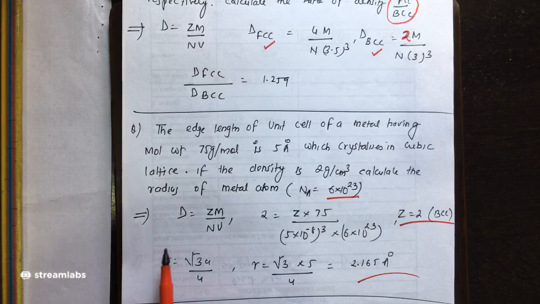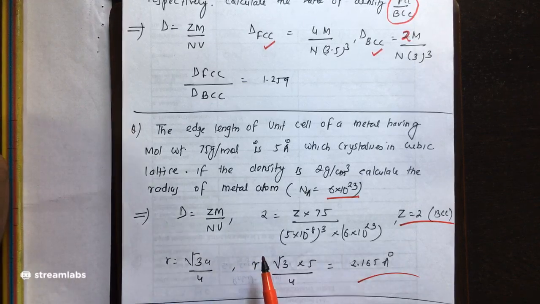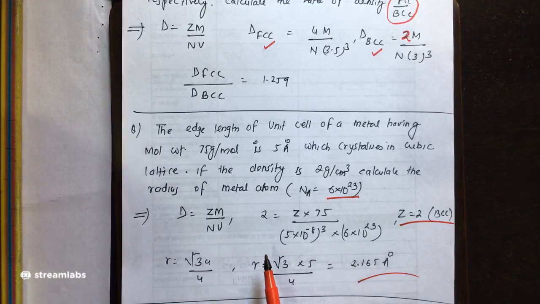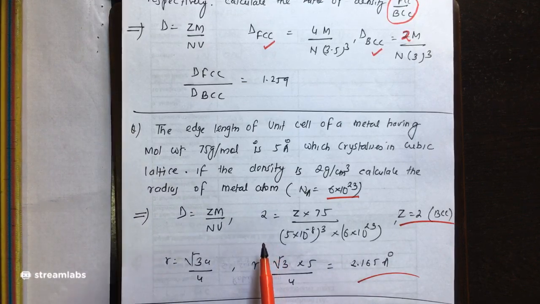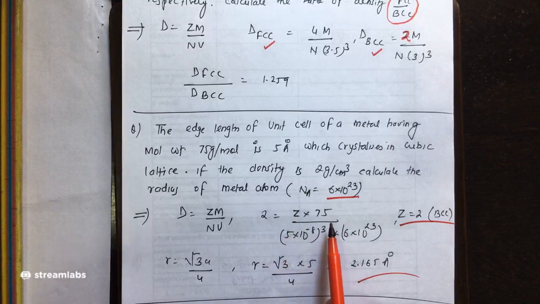Very simple. Density is ZM by NV, dear students. So what is the density given to you? 2 gram per centimeter cube. The unit is also very important to consider. It is given in the CGS unit. So 2 gram per centimeter cube is equal to ZM. M is 75.